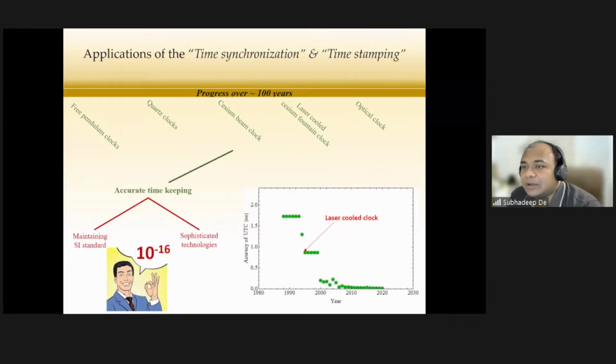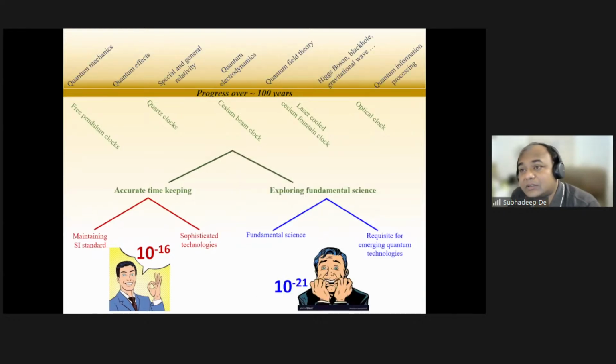Okay, so let me conclude my lecture today. I told you about several applications of the microwave clocks, which have state-of-the-art accuracies of 10 to the power minus 16 level, like communication, standard communications, navigation, etc. And today we have reached an optical clock accuracy of 10 to the power minus 21 level, and the applications of such extremely accurate clocks we will be learning during my last and next lecture, that is, exploring fundamental science. So I would stop here, and I am ready to take questions.